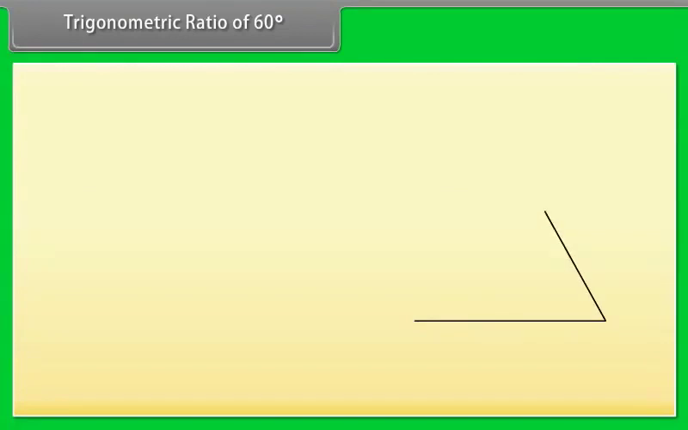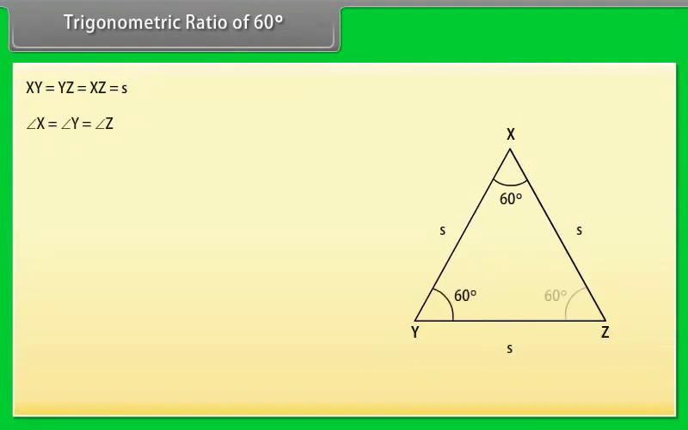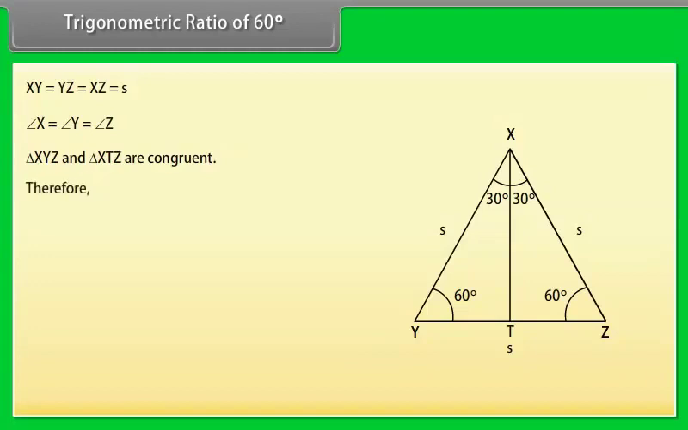Trigonometric ratio of 60 degree. Consider the same equilateral triangle XYZ. Recall that XY is equal to YZ, which equals XZ, which is equal to S. Angle X is equal to angle Y equals angle Z. XT is a perpendicular from vertex X which intersects side YZ at T. Triangles XYT and XZT are congruent. Therefore, YT is equal to ZT equals 1 upon 2S.